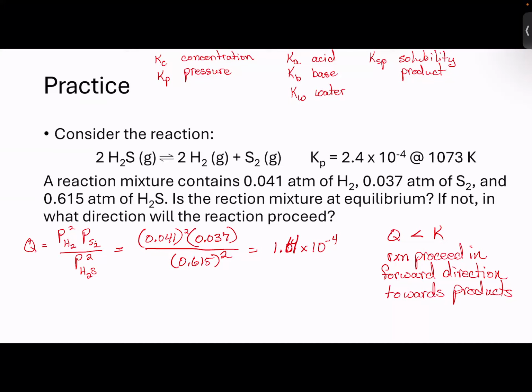Questions about the process for Q? Basically, like I said, Q is calculated like K. It's just that Q is the question mark of whether or not you're at equilibrium, whereas K means you are at equilibrium.